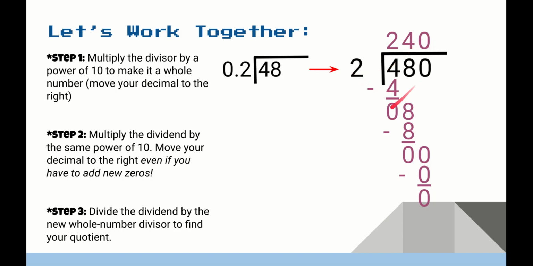We had to rewrite it. What we did on the outside of the house, we had to do on the inside of the house when we moved our decimals. But once we go through and we solve it, 240 is going to be our answer.